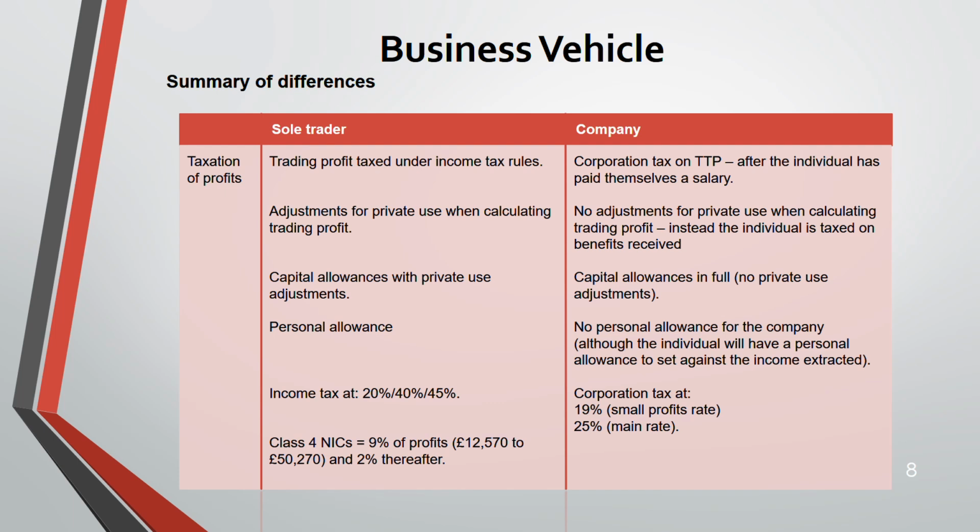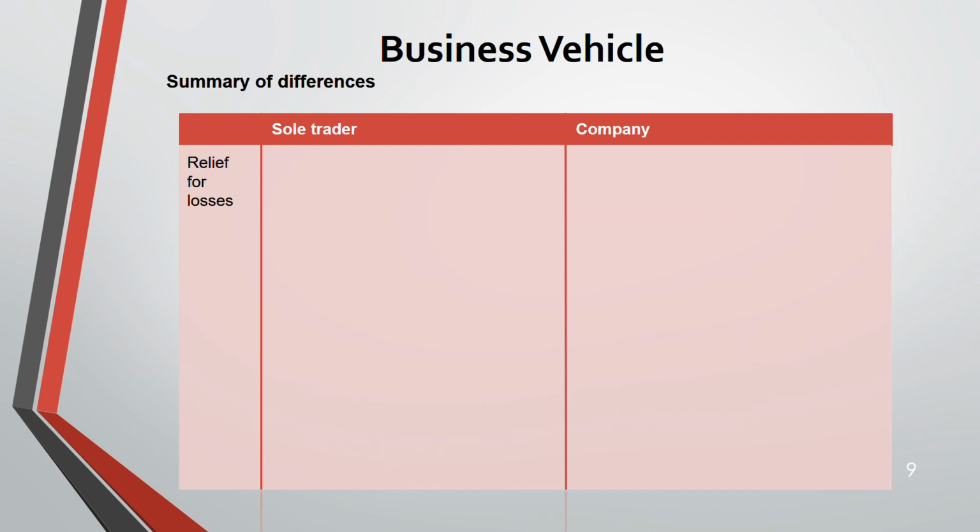NICs, class 4 NIC, 9% on profits from 12,570 to 50,270 and 2% thereafter. And class 2 NIC, which is 3.45 per week. There are no NIC for companies, only for a sole trader. So this is your basis of answer when you are told to discuss whether there is a beneficial tax implication for a sole trader versus a company. Next, relief for losses.